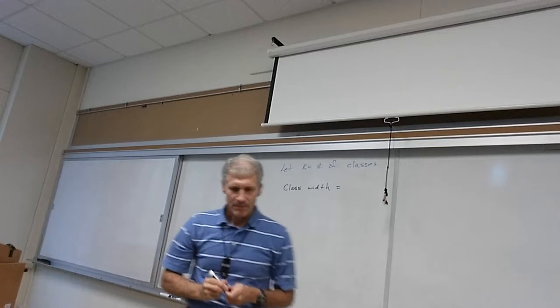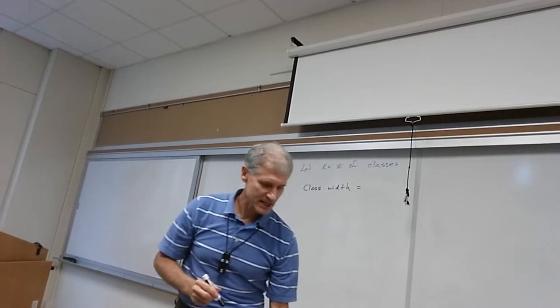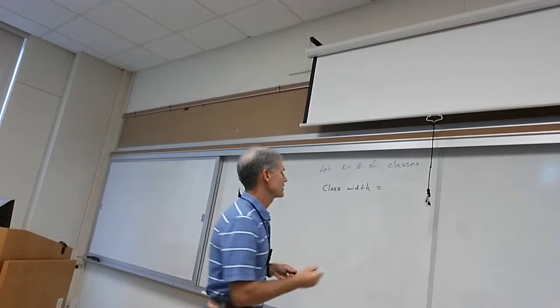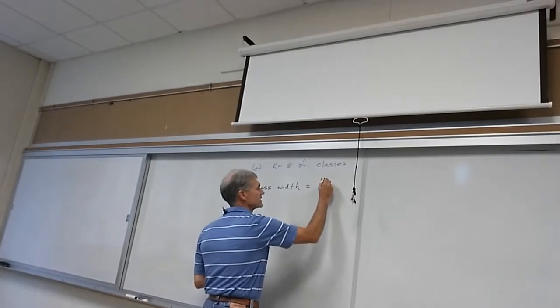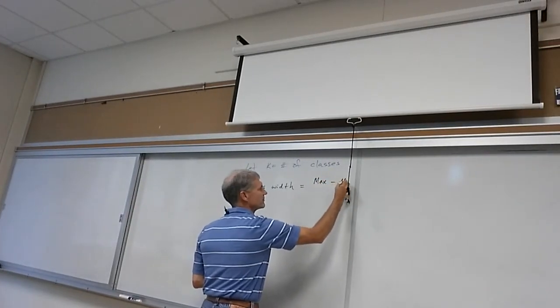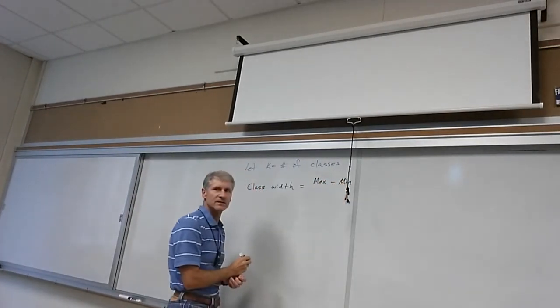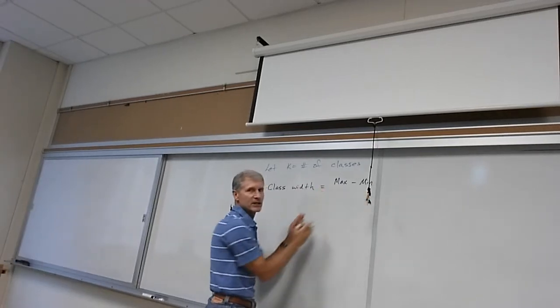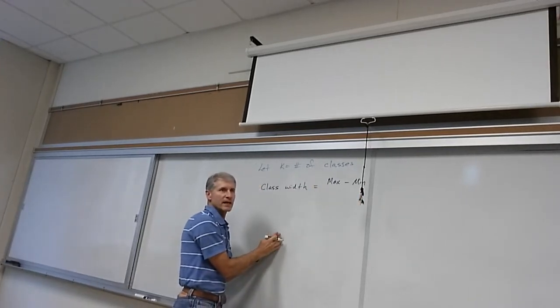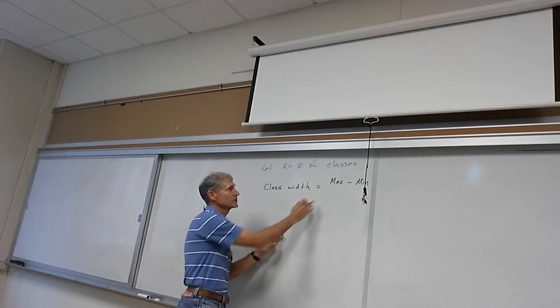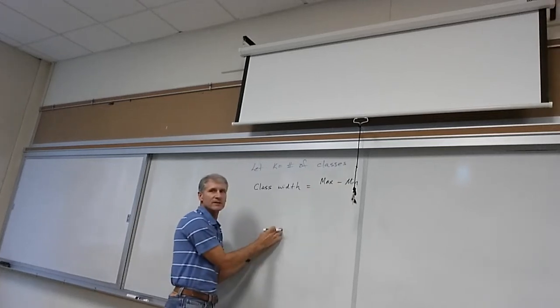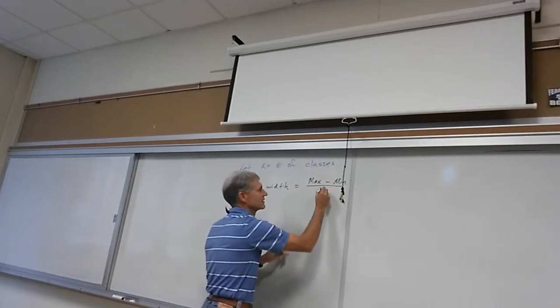So, to get the class width, you need to know what the maximum value is in the data set and the minimum value in the data set. So you span that range. And then for each class, what would you do with this difference? Divided by K. Very good.